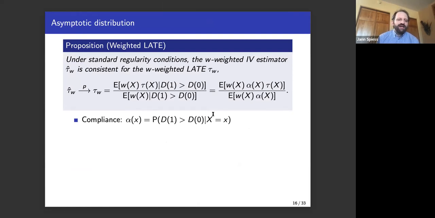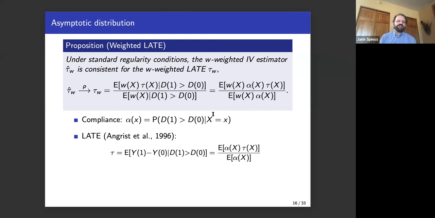So what does our weighted estimator do if we analyze it in this framework? Well, under standard regularity conditions for the convergence of the IV estimator, the weighted IV estimator is consistent for a weighted LATE, which we can think of as the average treatment effect among compliers weighted by the weights that we included. So there's no surprise there. I can equivalently write it as the expectation of the weight multiplied by compliance multiplied by the treatment effect, where I'm writing alpha of X for compliance, meaning the probability of reacting to treatment, which here means that you take up treatment if and only if you are assigned to the treatment group.